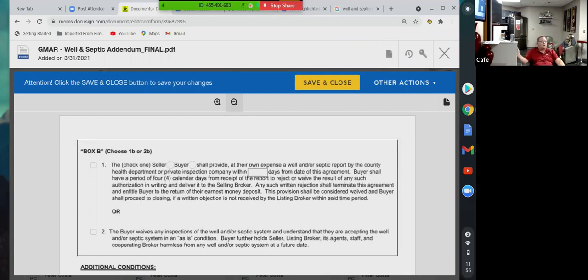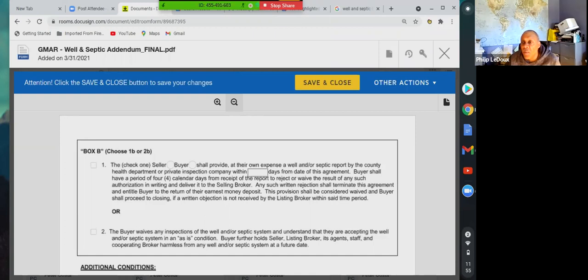If you're working in Oakland County, it's not required by the county. However, if you have a septic field, do you want your client to have an opportunity to have a septic inspection? And the answer to that is yes. So please, you guys, follow this. This is a good addendum here. So please make sure you're using it.